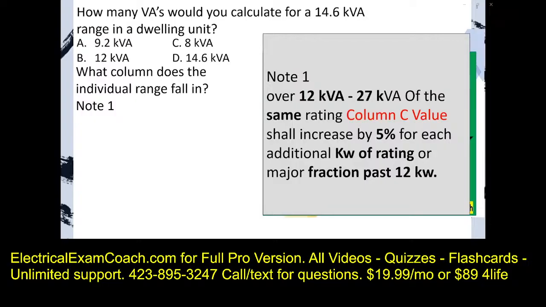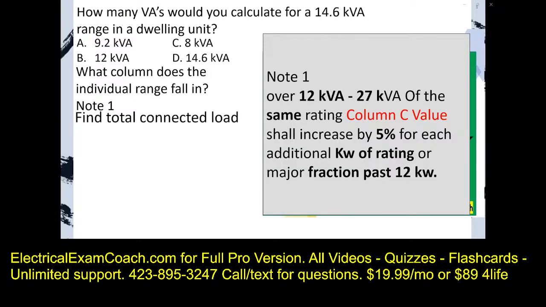Note 1 says that when you have ranges that are 12 through 27 kVA, what we're going to do is increase that column C value by 5% for each kW that we are past 12. Now that sounds really complicated, but I'm going to break it down piece by piece. Step 1 is find your total connected load.